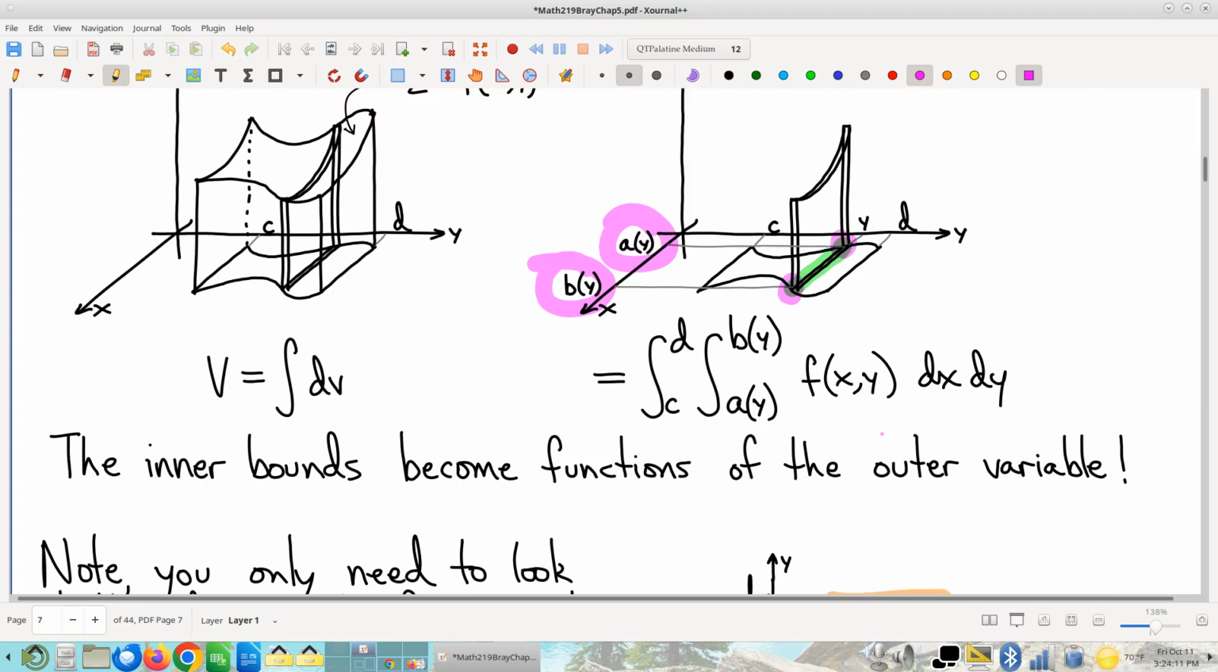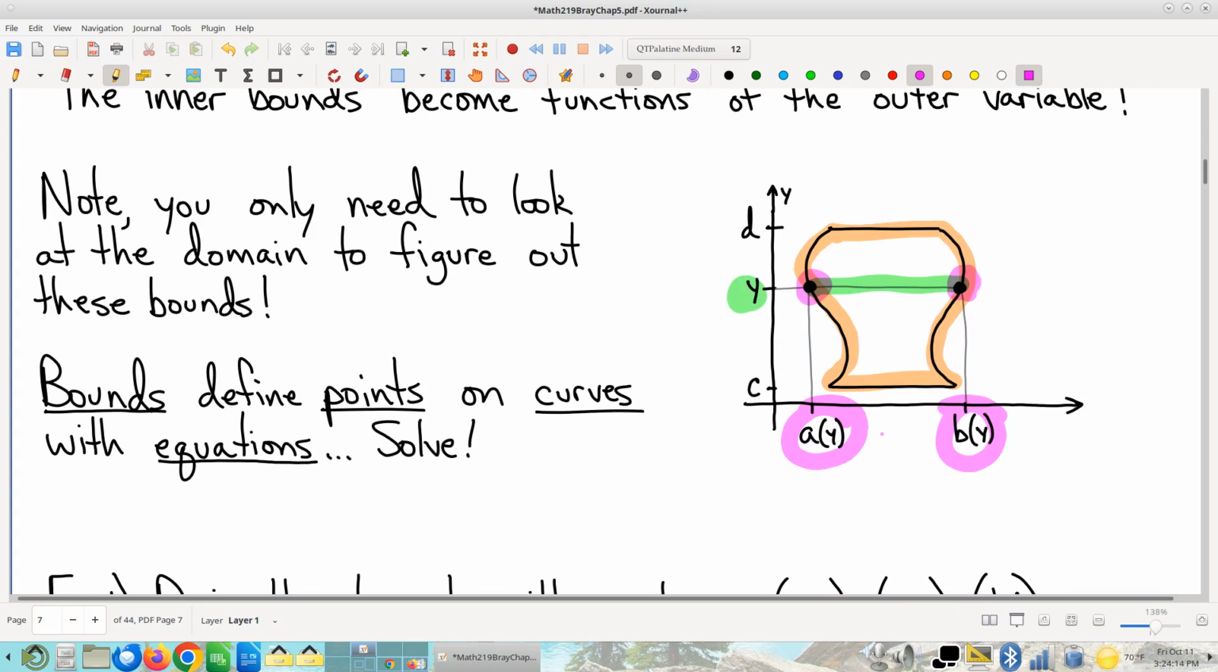Right? So I think this is a really important point. You only draw the domain. And the process by which we're going to get these bounds is a very particular process. For example, this lower bound here, that lower bound represents the start of my movement along this y slice in the x direction. In other words, this lower bound for x comes from, well, it's the x coordinate of that point. That point is on that curve, which is going to have some equation.